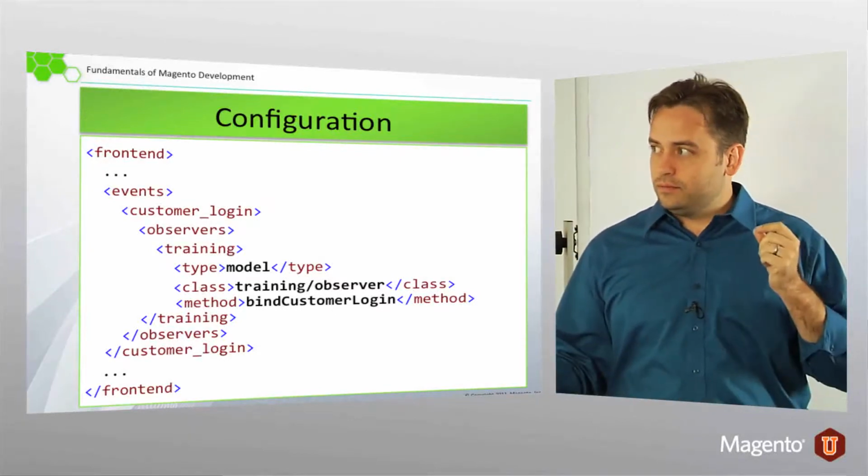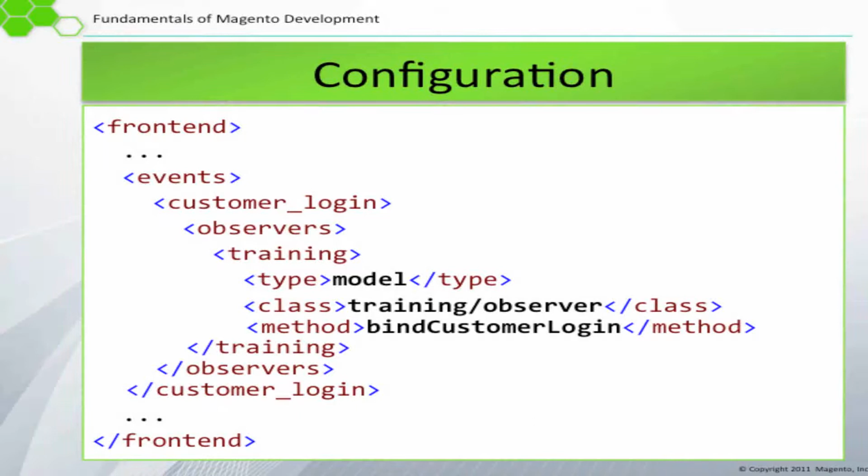So, quick review. Area, events, that's just the opening structure. And then the next level under events are the actual events themselves. So in that dispatch event call, that string is the node. Inside each of those nodes, you specify observers. And then inside observers, you need only specify something that is unique.